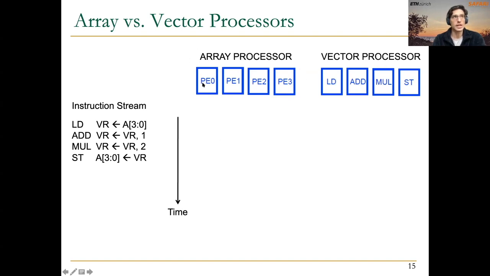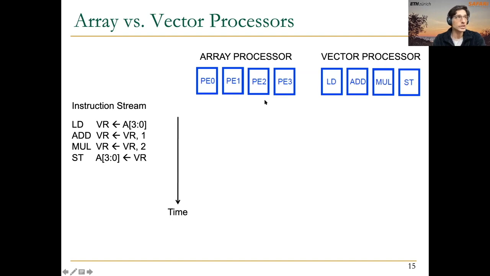Now, at the right-hand side, you can see the array processor and the vector processor. As you can notice, the array processor is composed of homogeneous processing elements. All these, P0, 1, 2, and 3, are exactly the same. However, on the vector processor, we have different units. Some of these units are specialized in different operations or different instructions. Here we see load, add, mul, and store.